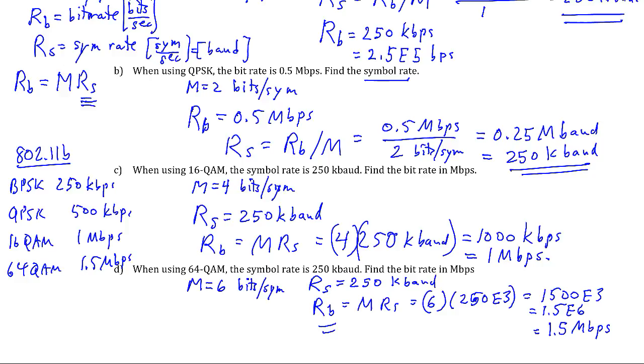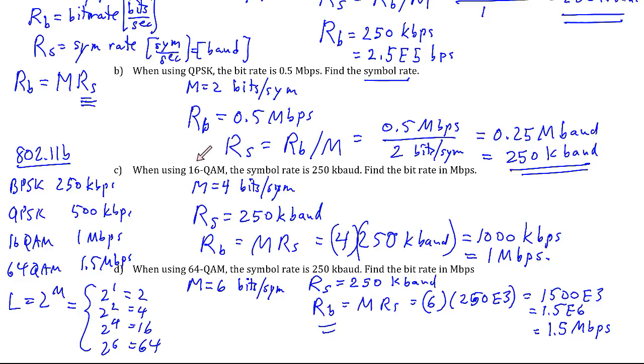You'll notice that we did not ask you to calculate the L in this equation, but L is always 2 to the M, and so the 4 L values here are 2 to the 1, 2 to the 2, 2 to the 4, and 2 to the 6, which are 2, 4, 16, and 64. And you can see foreshadowing of things to come. 16 QAM has L value of 16. There are 16 symbols in the alphabet. 64 QAM has 64 symbols in its alphabet.